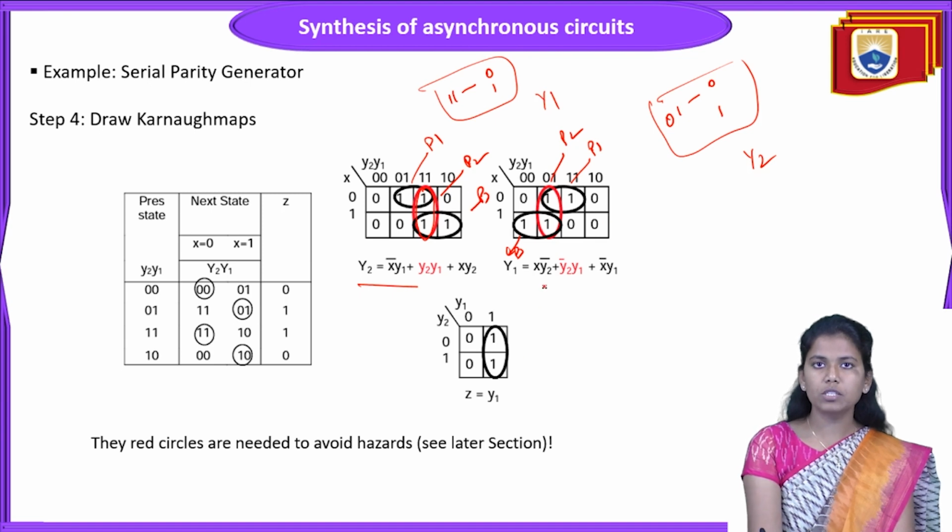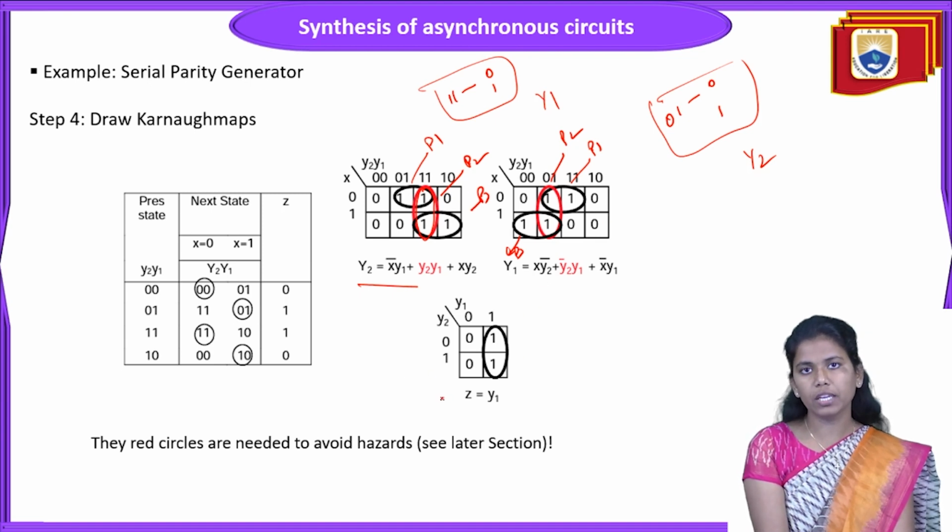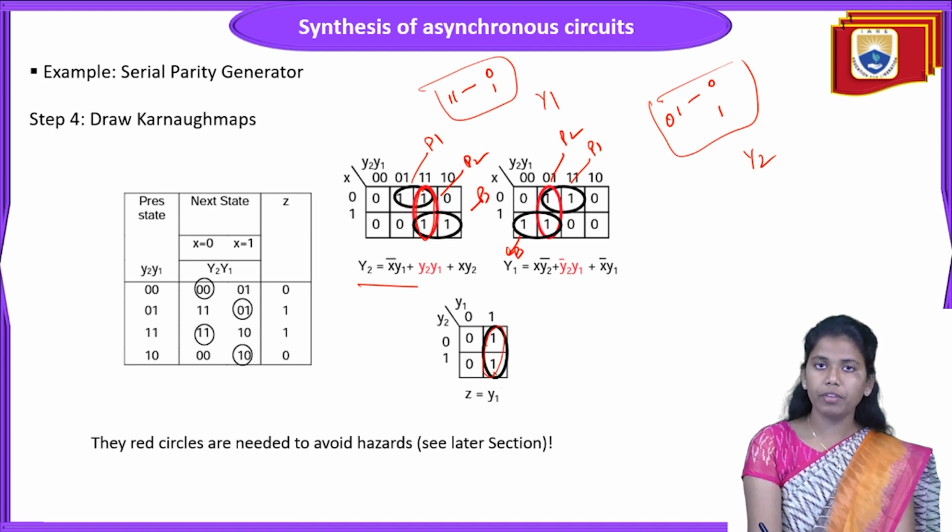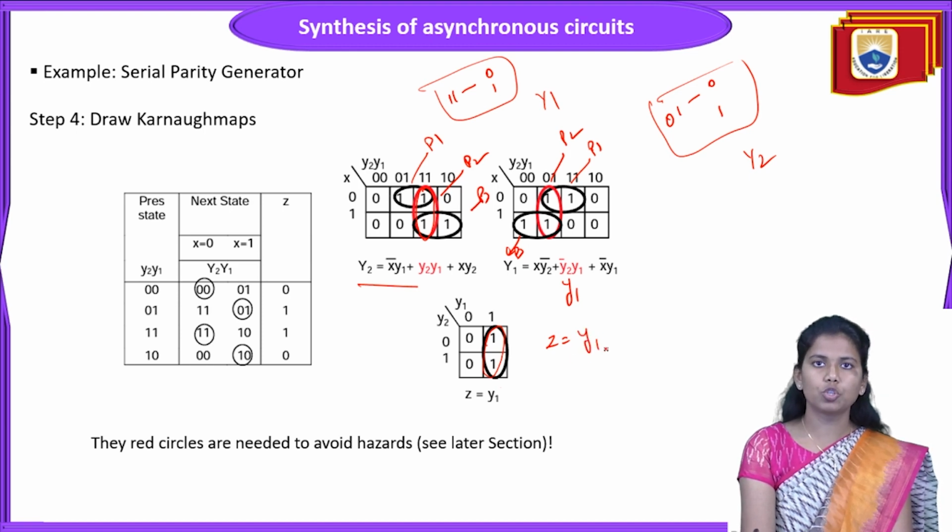And out of this y1 and y2, again we can draw the Karnaugh maps, where here we are getting a single pairing 1, 1. So where we are observing 1, 1 at y1. Okay, so z is nothing but the output. For the output, we got the pairing at z equals y1.